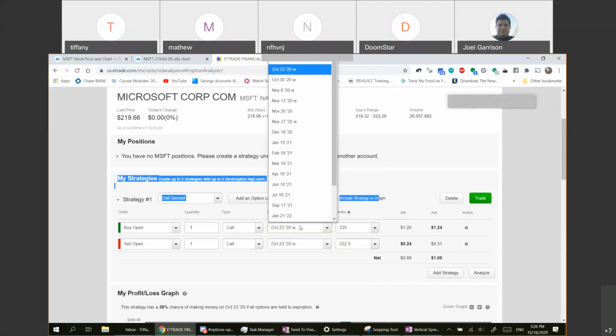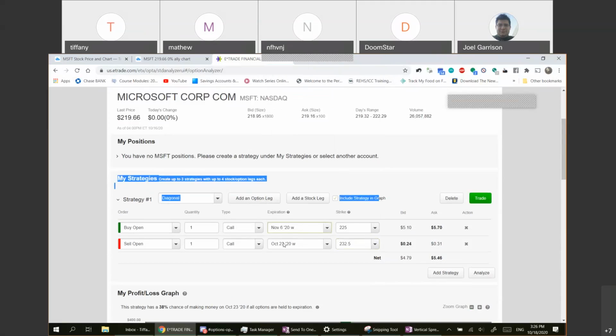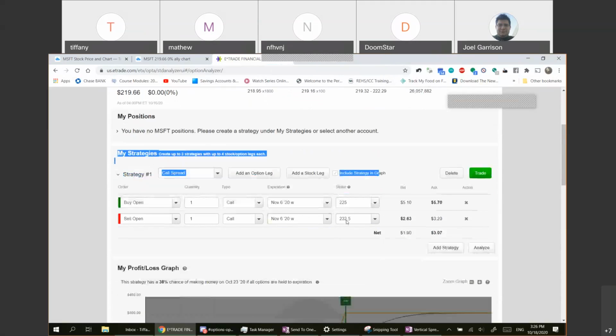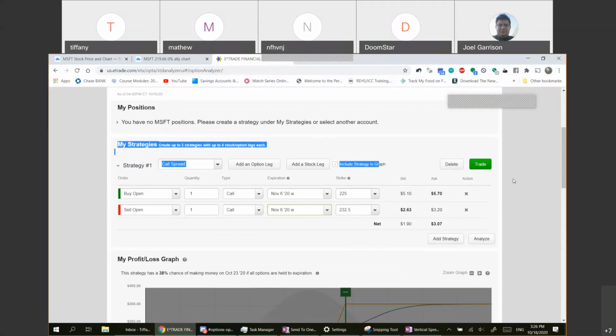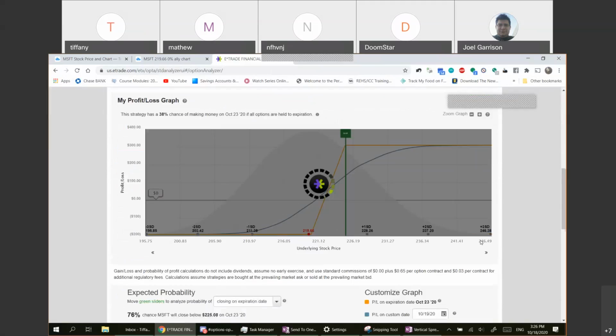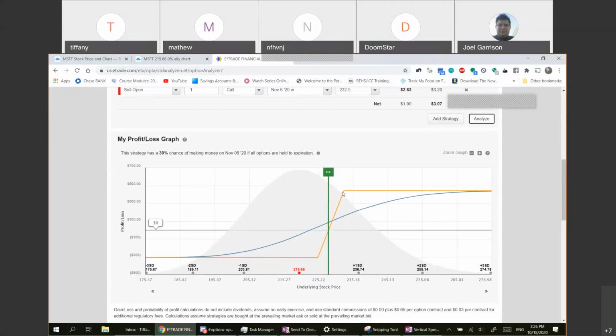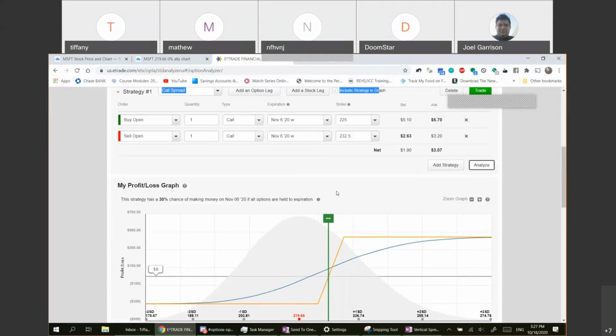So you can do November 6th. Let's do November 6th. This strategy is still bullish, but let's look, because you're paying a little more for time, you have a probability of getting more profit, because the previous one we showed, your max profit was $300. Now your max profit is $300. This is what happens when you go a little more out of the money, but you always want to get more time if you're bullish on Microsoft and you think it can go further out.